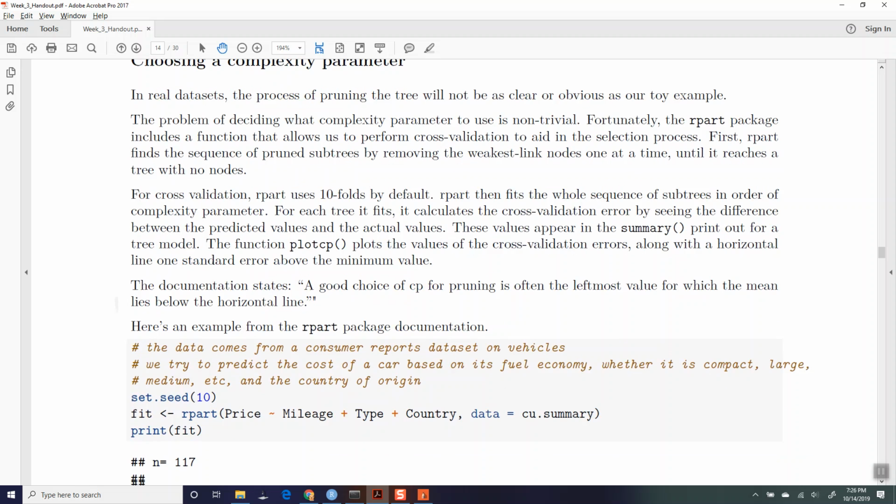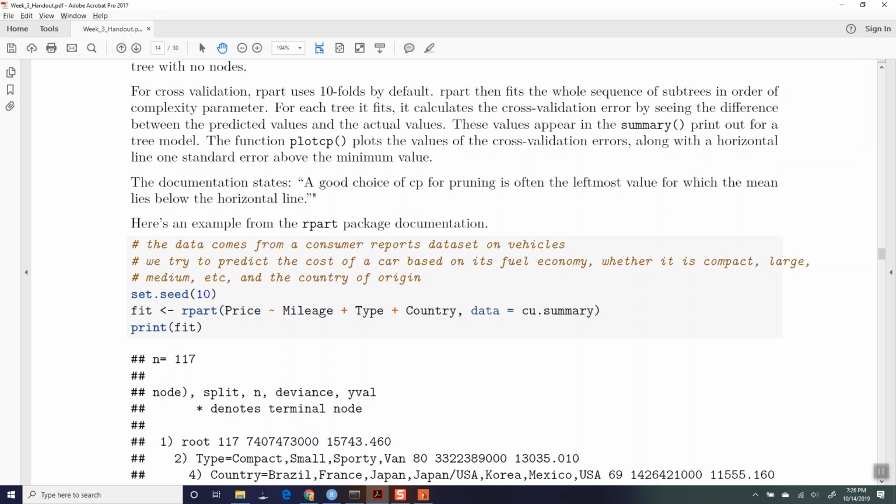Now, how much of a difference does it make? It could make a little difference, okay? The documentation that comes with plotcp says a good choice for a complexity parameter for pruning is often the leftmost value for which the mean lies below the horizontal line. The horizontal line is one standard error above the minimum value.